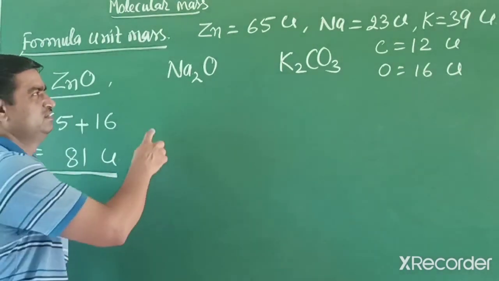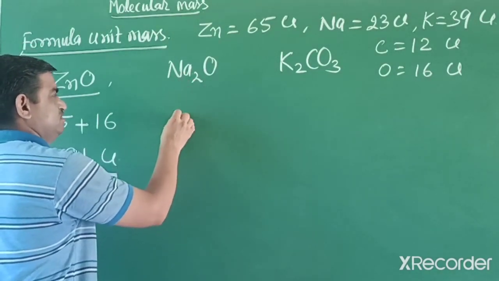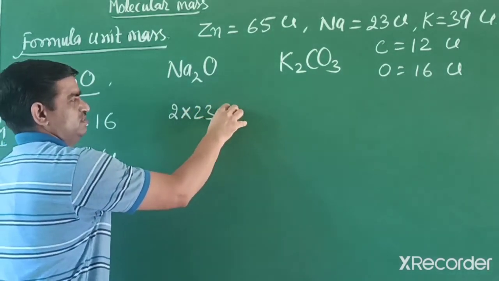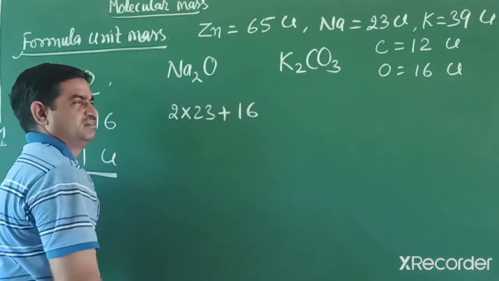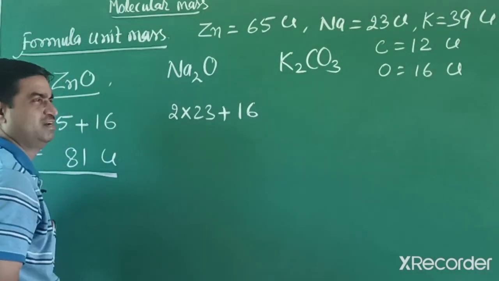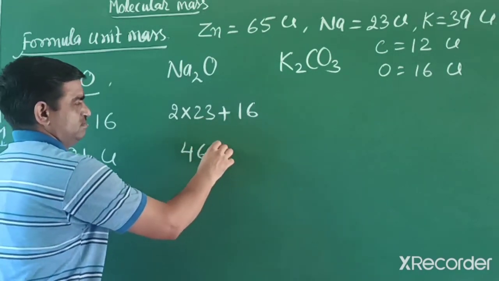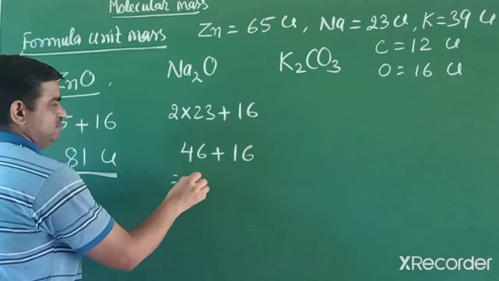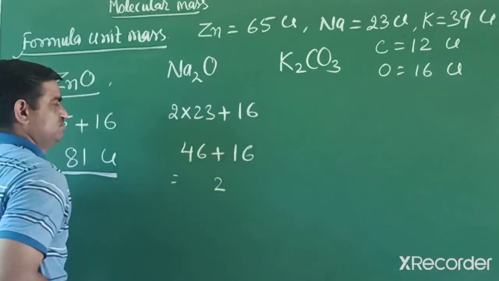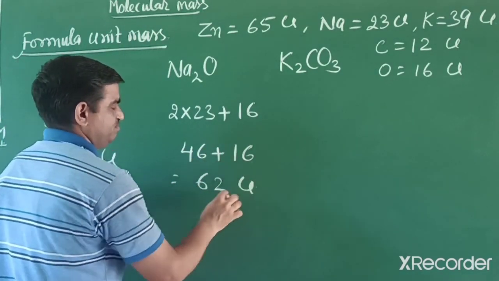In a similar way, you can solve sodium oxide and potassium oxide. Sodium has 2 atoms, so 2 into 23 plus 16. When there is one atom, there is no need to multiply by 1. You can also write 2 into 23, which is 46, plus 16. Then the total sum of both the ions is 62 unified mass.